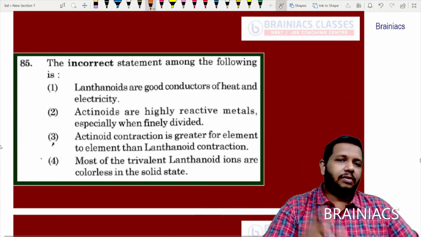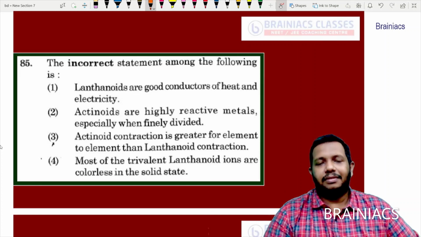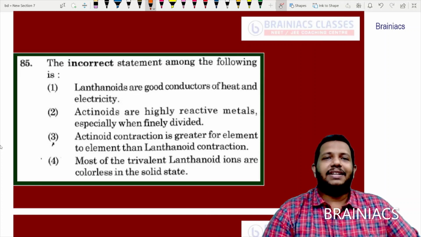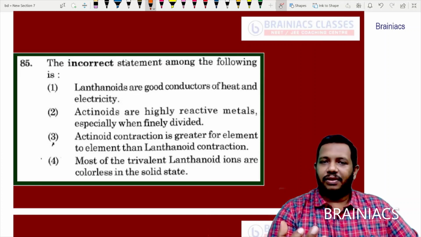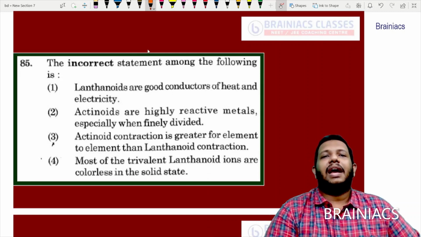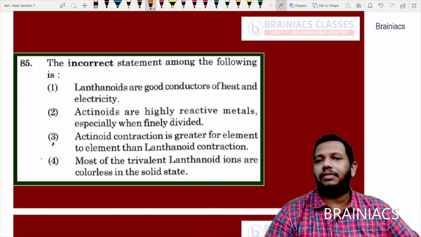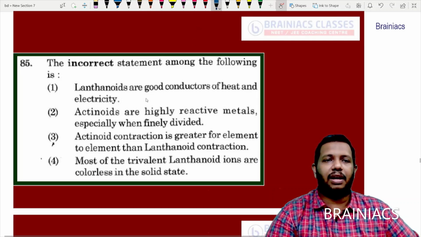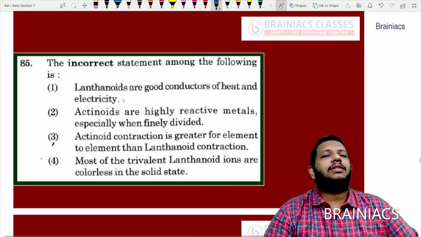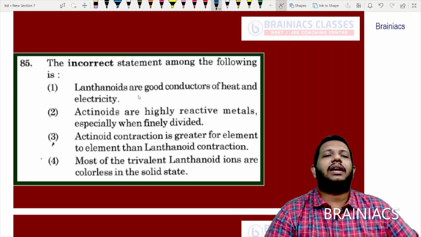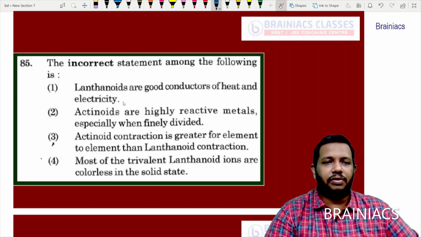The incorrect statement among the following is, this is a good question. Why I will tell, because they have taken the lines of NCERT as such, and I have explained this during our model exams. We have a question similar to this in our model exam. Okay, the incorrect statement among the following is lanthanoids are good conductors of heat and electricity. Of course it is a correct statement.